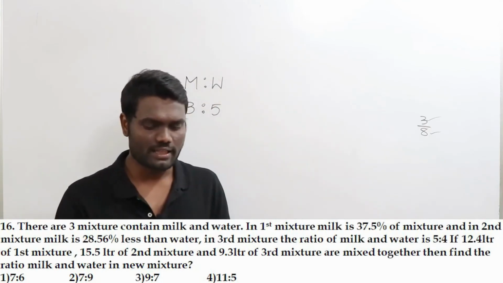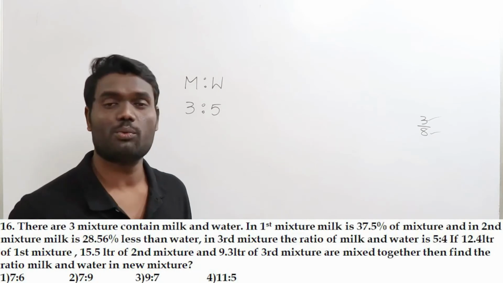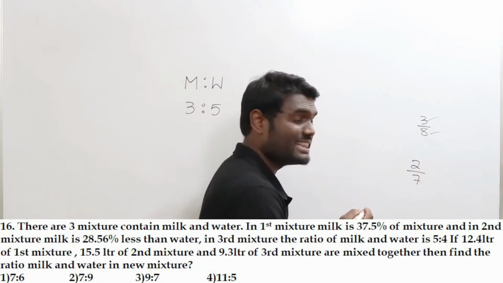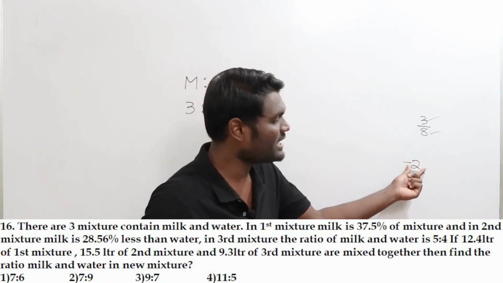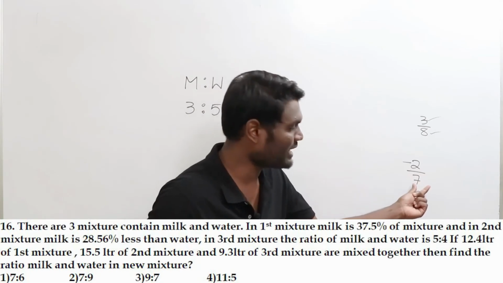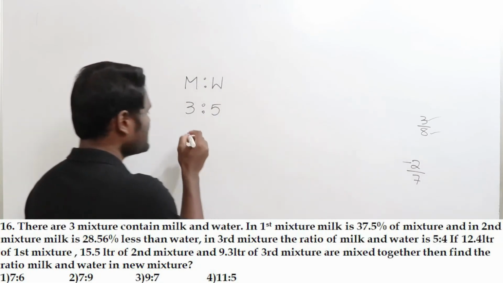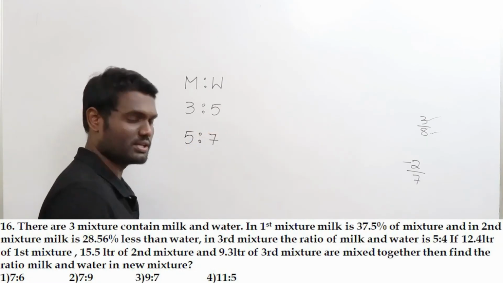In the second mixture, it is saying that milk is 28.56% less than water. 28.56% is nothing but 2 by 7. It is saying 28.56% less. As it is less, milk is 2 parts less than the water. Now water is 7 parts, then milk should be 2 parts less, which is 5 parts. So we can say that the milk to water ratio in the second mixture is going to be 5:7.